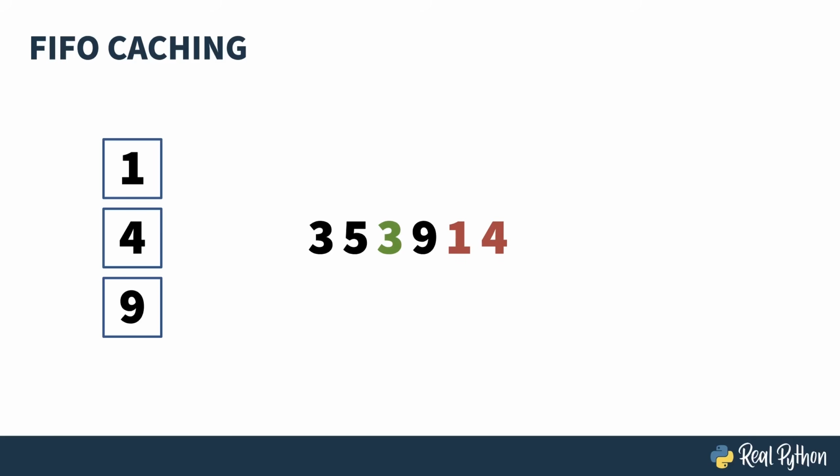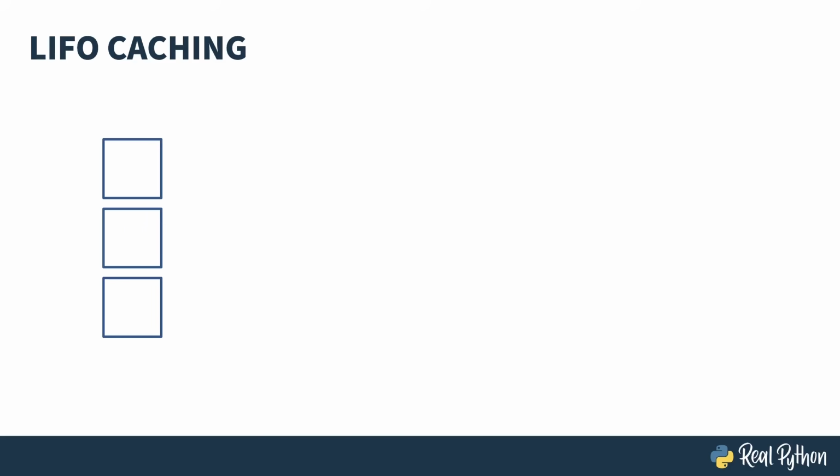This is what I meant when I said FIFO is relatively cheap. You really only need 1 additional pointer to implement this method. Note that although the 3 was used, it was still the first thing to go, and that's the weakness of this policy. Let's try it again with LIFO.